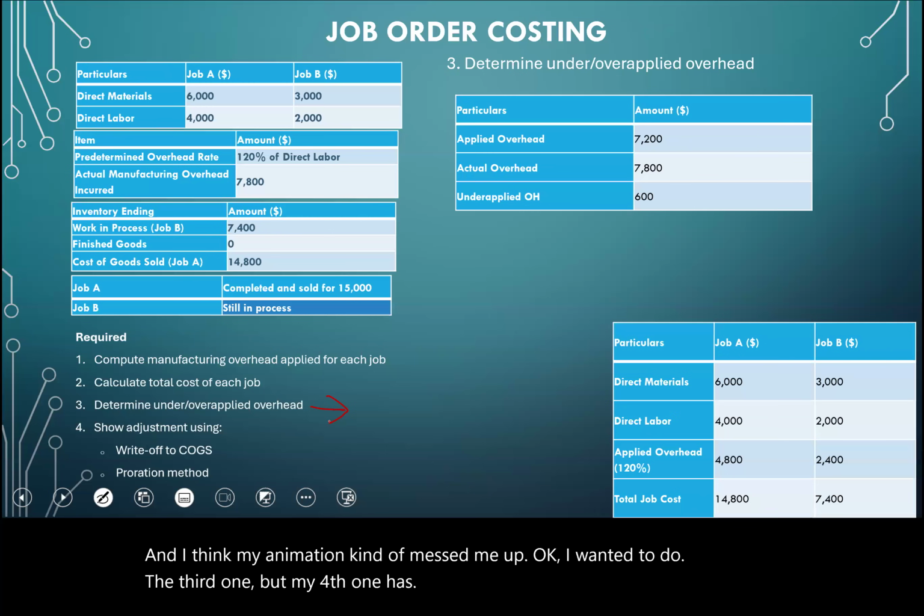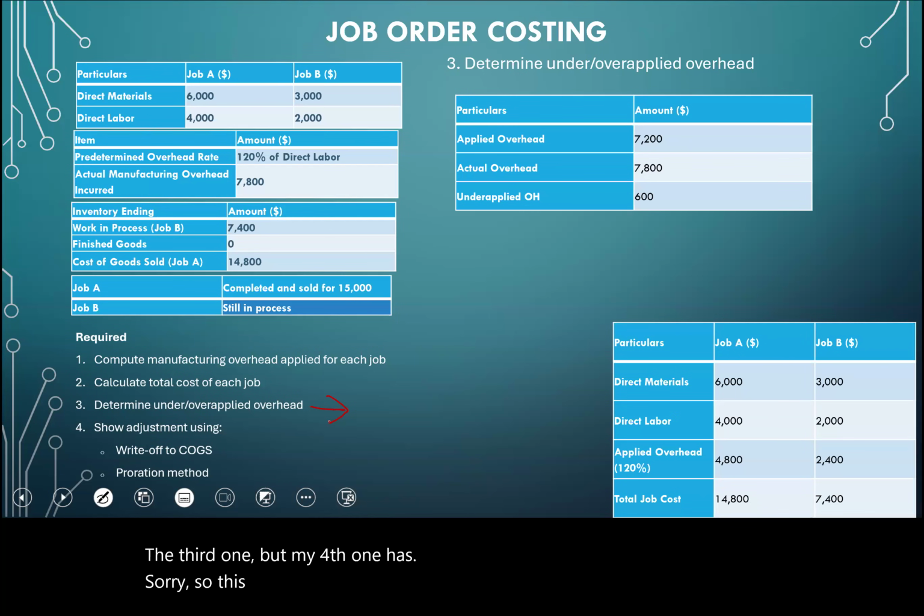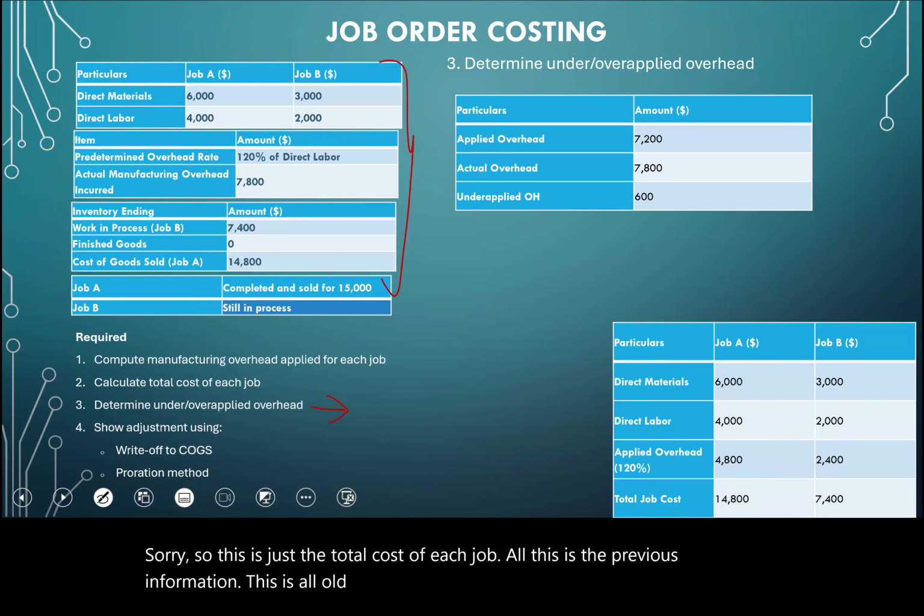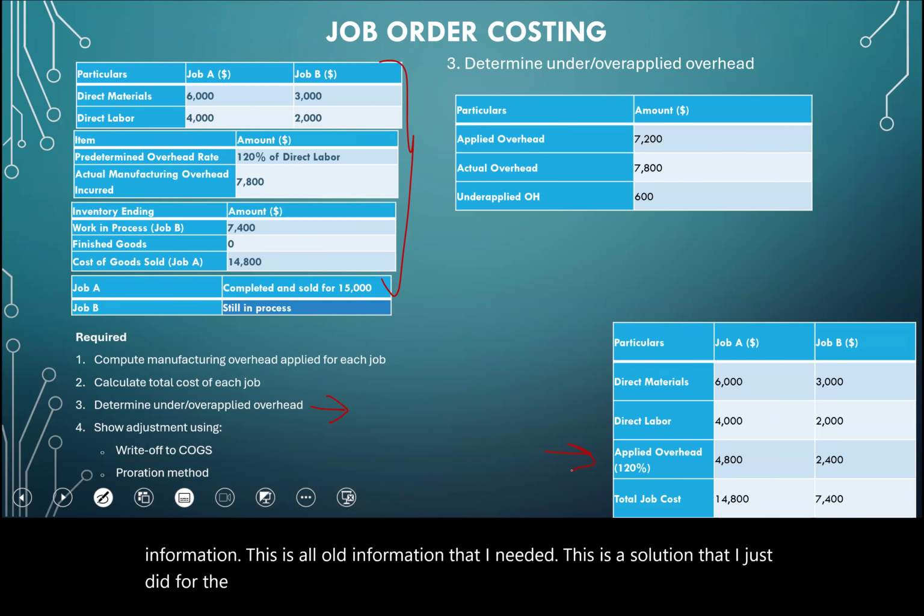Oh, sorry. So this is just the total cost of each job. All this is the previous information, old information that I needed. This is a solution that I just did for the cost so that I have all the numbers. Now I'm ready to solve underapplied or overapplied.